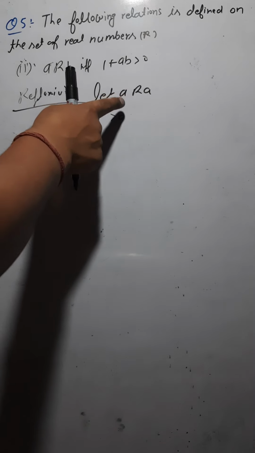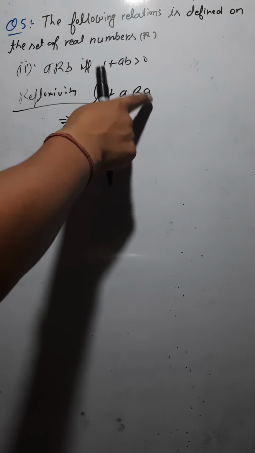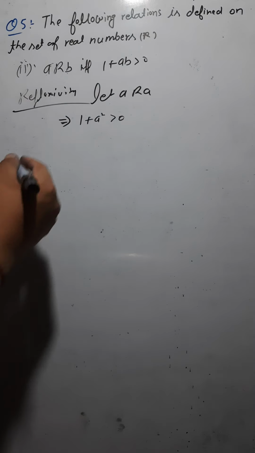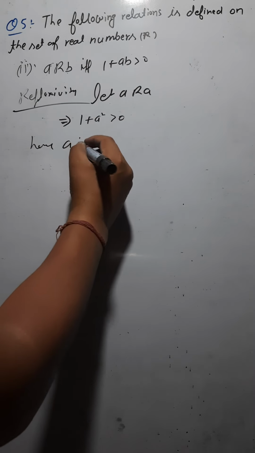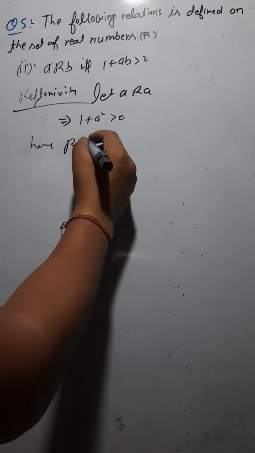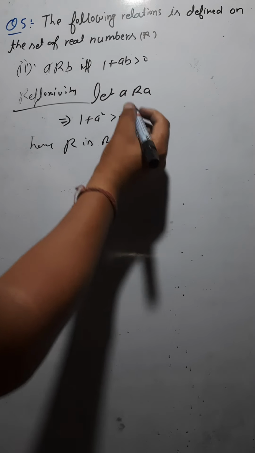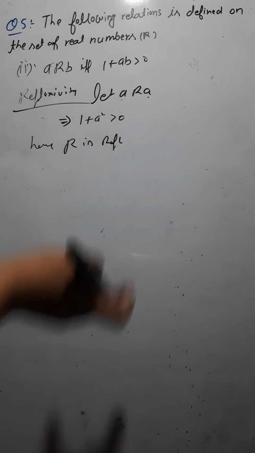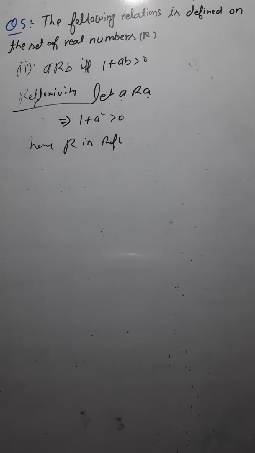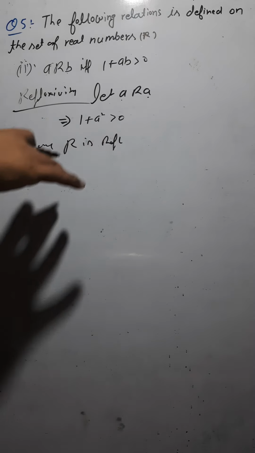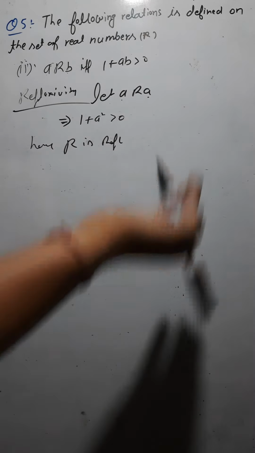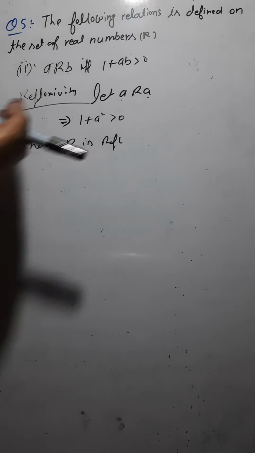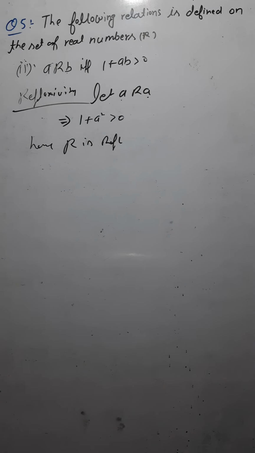So hence, if we write A is related to A, it is following the given condition. So hence the relation is reflexive, isn't it? Because the doublet of any element is there in the relation. If the doublet is there in the relation, meaning A is related to A itself, hence the given relation is reflexive.